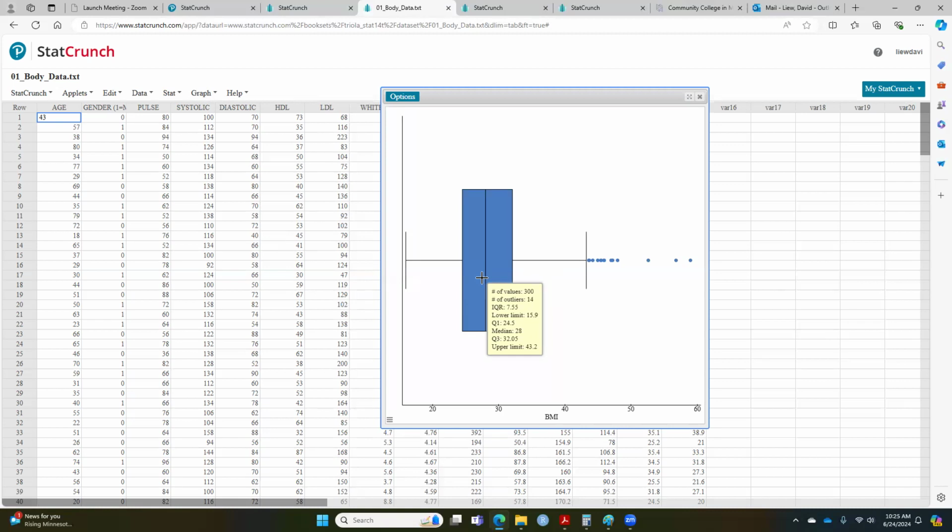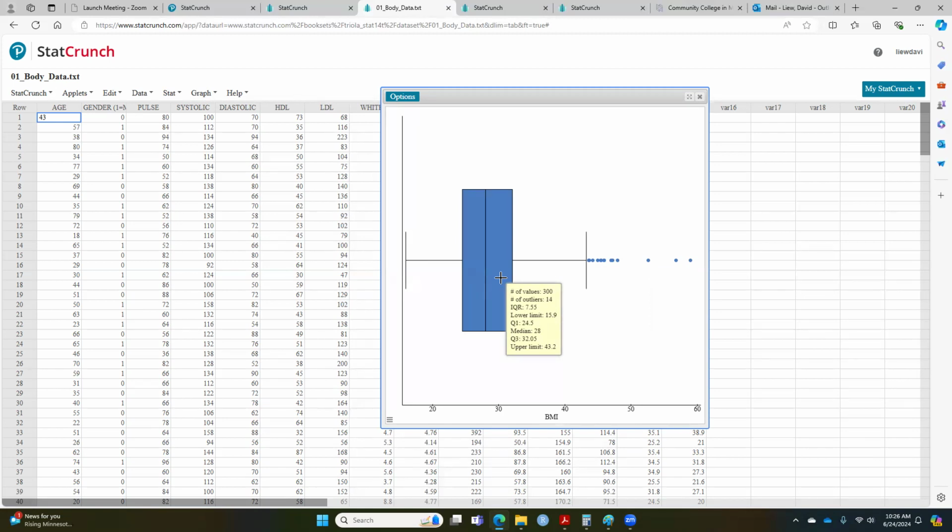As you know, the 5-number summary needs min and max, Q1, median, and Q3. But what are the lower and upper limits? The lower and upper limit that you see here is the line. If you look at this line, it is actually at 15.9. And this line, which is the upper limit, is at 43.2. So these lines only show us how far the whiskers go. They don't give us the min and max. So make sure you know this.